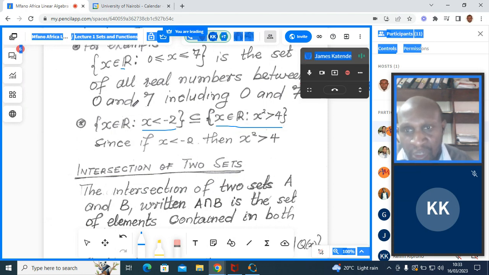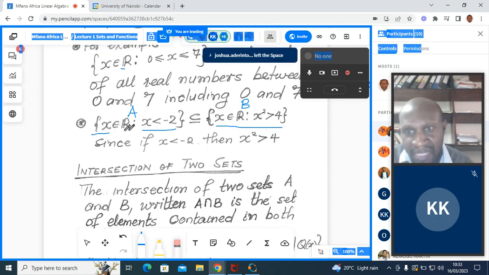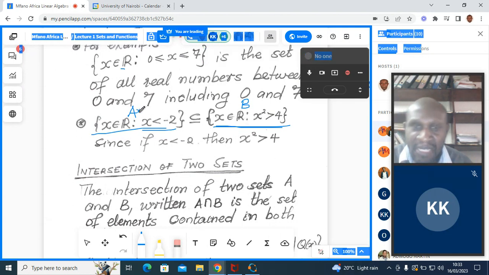You can check that. If you call this first set A and you call this second set B, if a number is in this first set A, the number will be less than -2. But if you square it, it will be greater than 4. Any number smaller than -2, when squared, will be greater than +4. So this set A is contained in B, because any element you pick from the set A turns out to be contained in the set B. Are we together?